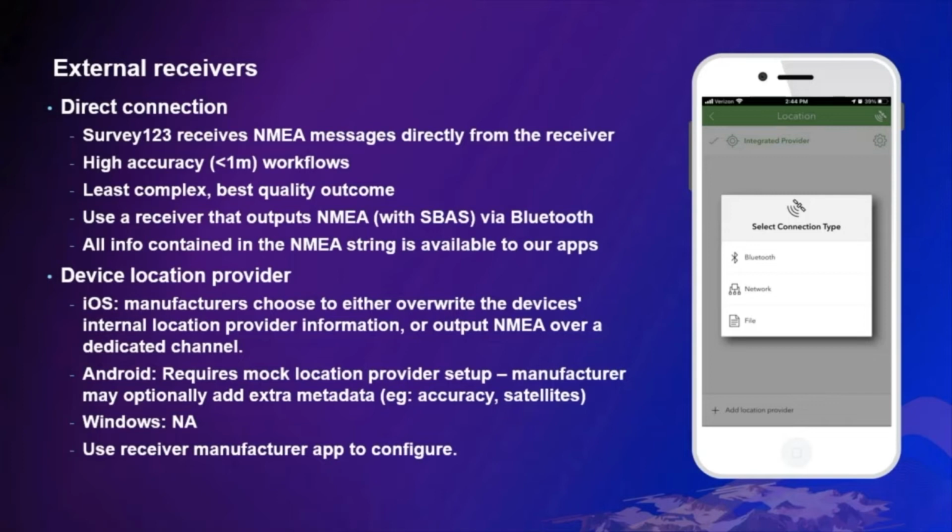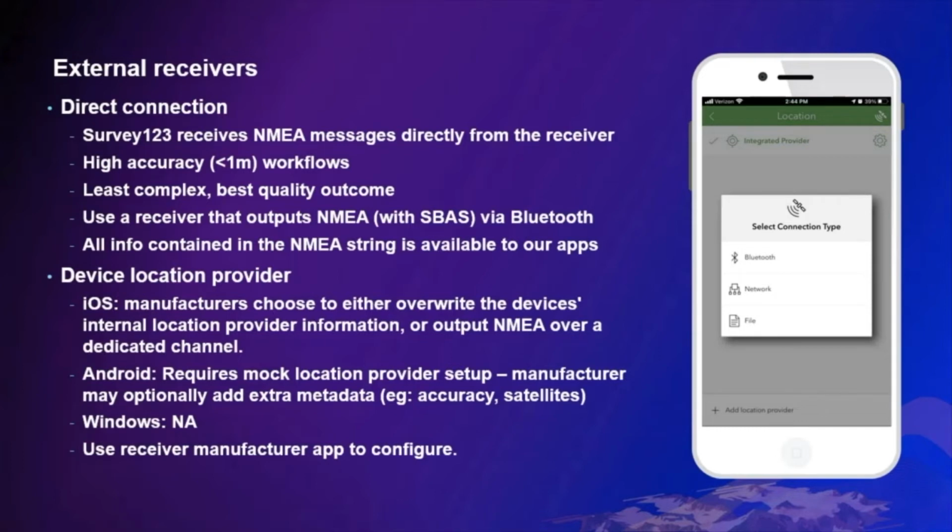This means you can interface directly with the GPS receiver and read all of the metadata properties, making use of the GPS receiver's full functionality. It's the least complex in terms of app configuration, and using a receiver with SBAS should give a good quality outcome suitable for most GIS work. All metadata that comes with the NMEA sentence will be available to the Survey123 field app.